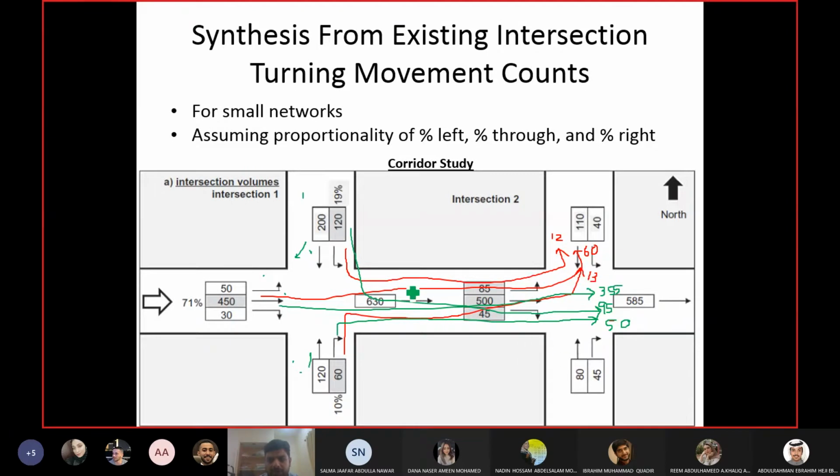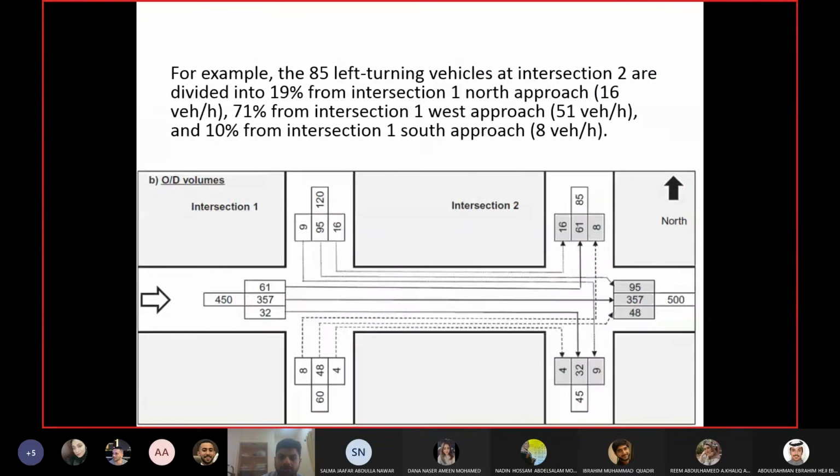So I told you, you will calculate it using the same ratio as you observed the traffic coming from the first intersection. And then if there are other intersections, you can continue in the same manner like this. So they have given us for different zones here.